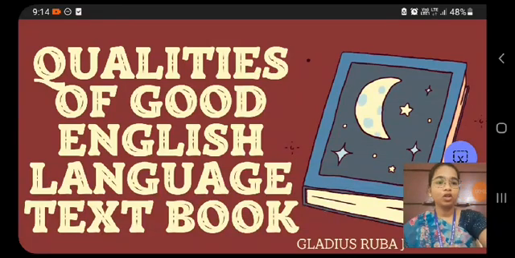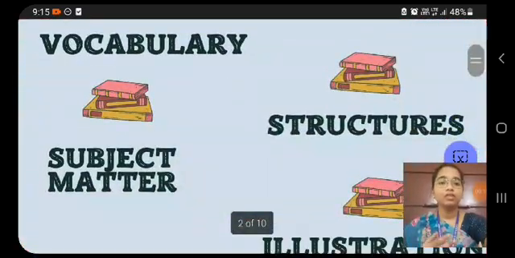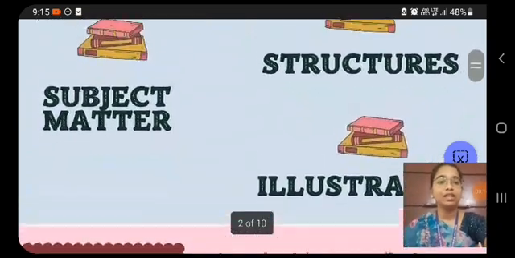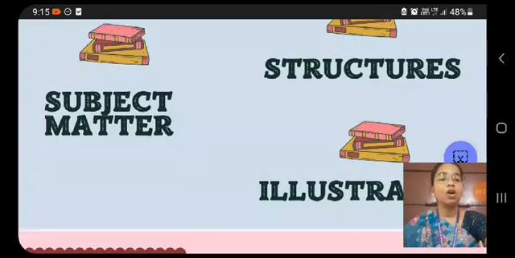I will be talking about the qualities of a good English language textbook. There are certain characteristics of good textbooks, and we will be exploring them one by one today. The characteristics are vocabulary, structures, subject matter, illustration, physical makeup of the textbook, etc.